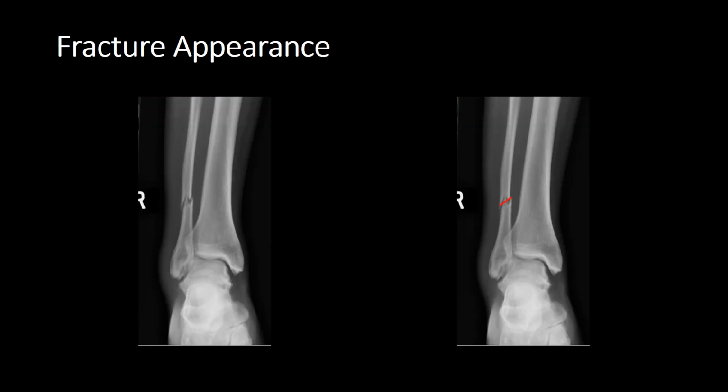I just want to spend a few moments discussing what fracture appearances look like. If you have a transverse fracture, so this is the fibula, so this is the lateral border, and this is the tibia, so this is the medial border. So if you have a transverse fracture that passes from lateral to medial or medial to lateral, what happens is that you will see a transversely or obliquely orientated fracture on your mortise view.